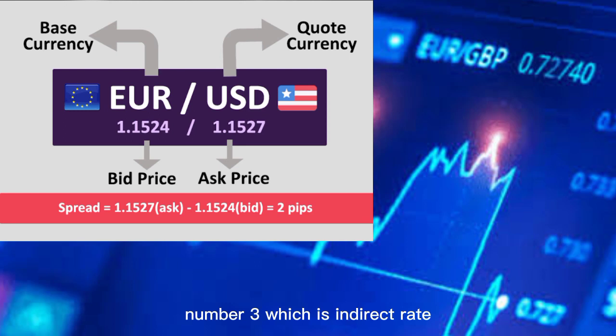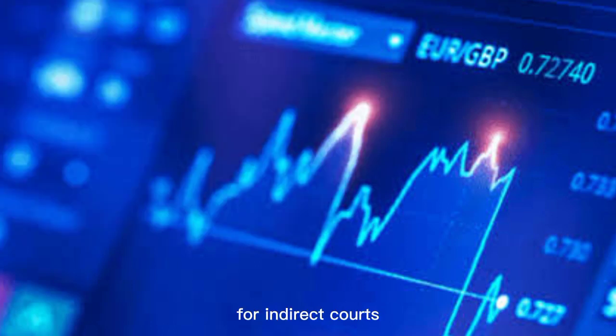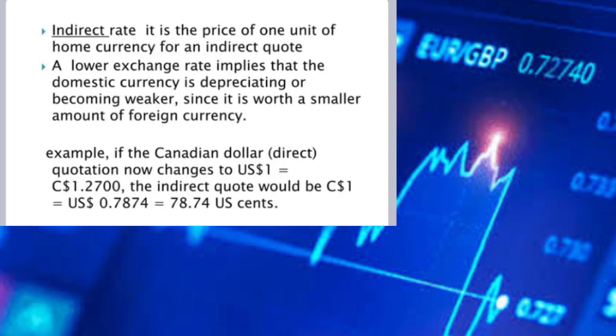Number 3 is indirect rate. Indirect rate is the price of 1 unit of home currency for an indirect quote. For instance, if the Canadian dollar direct quotation now changes to 1 United States dollar to Canadian dollar, which is equal to 1.2700, the indirect quote will be 1 Canadian dollar to United States dollar equals 78.74 cents. Others are spot rates, forward rates, and cross-currency rates.